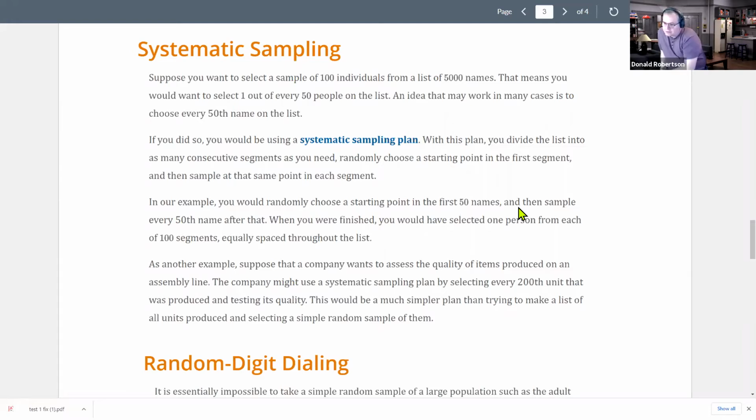And then couldn't I just pick numbers 1, 3, 5, 7, 9, 11, just pick every odd person, every odd number? So I'd end up only asking half of you, but there was a system to it, wasn't there? So those kinds of ways of doing things are systematic. They can cause problems. I mean, all of the samples I talked about could cause problems. They give an example here.